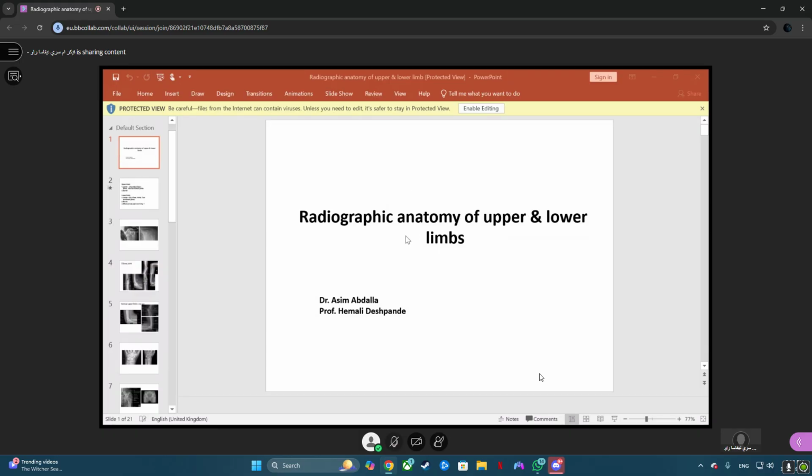Radiological anatomy of upper and lower limb. Basically today what we are going to study is X-rays related to upper limb and lower limb joints. In the upper limb, we have the following joints: the shoulder joint, the elbow joint, and the wrist joint. Other than this, we have a lot of small joints in the hand. Whenever it comes, I'll show you with the diagram. We can discuss the small joints of the hand. So first, coming to upper limb joints: the shoulder joint, elbow joint, wrist joint, hand, and the small joints.